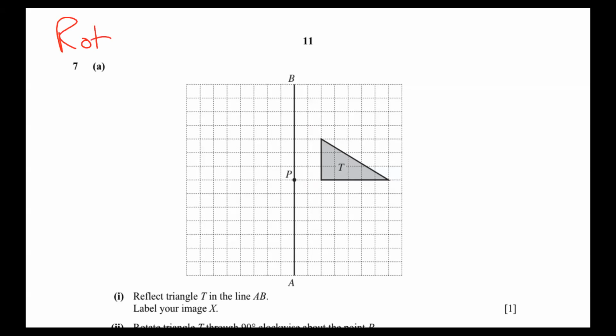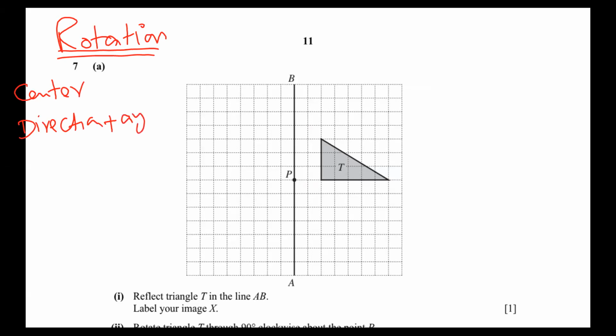Bismillah ar-Rahman ar-Rahim. Today my topic to discuss is rotation. Whenever you talk about rotation, we need three things. One, name, second is a center of rotation, and third is a direction and angle. So we need these three things for the whole thing.